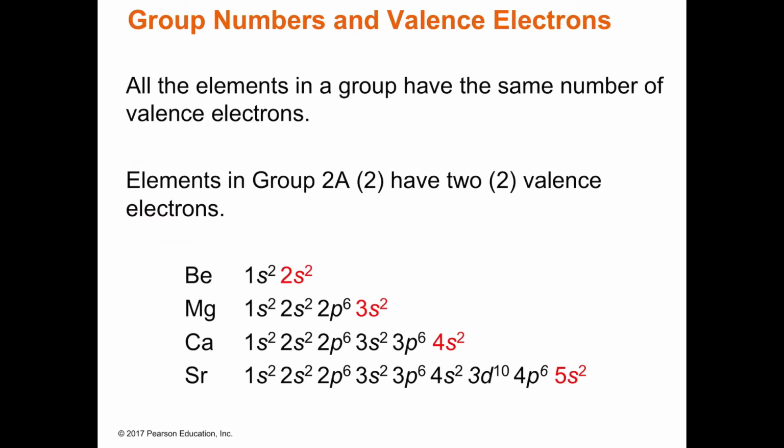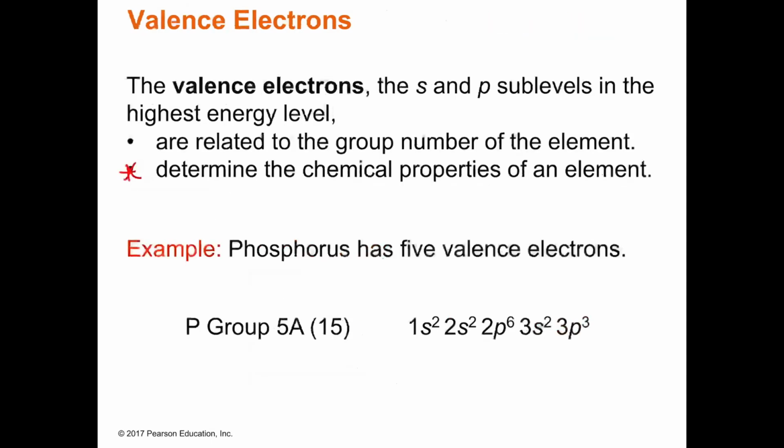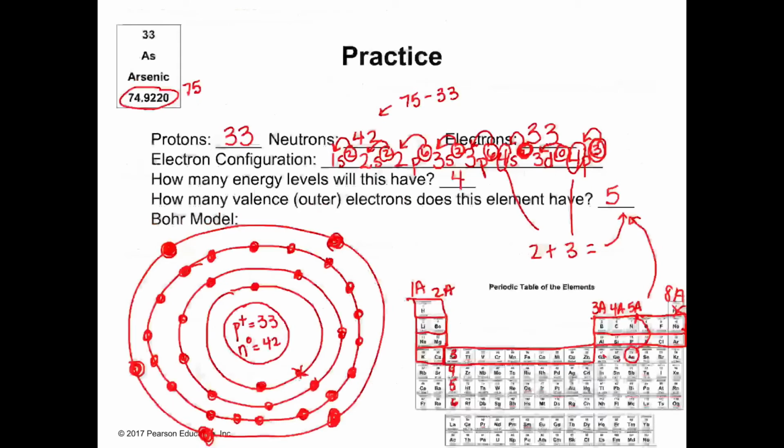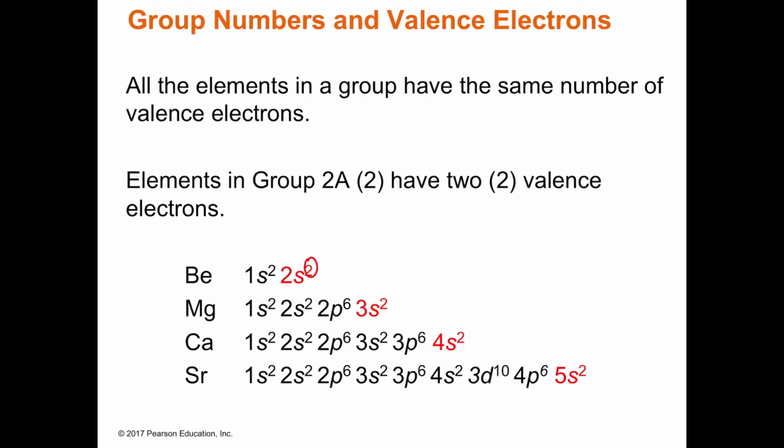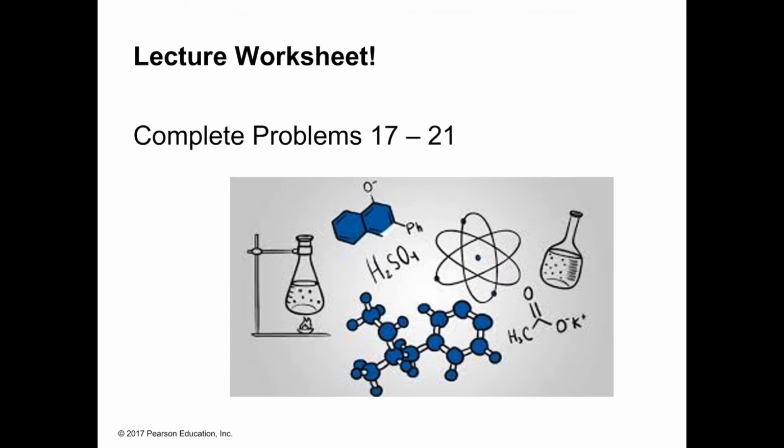Like I said, if we have elements in group 2A, they will have 2 valence electrons, and they will all do this, because they're all going to end in s2. So if we look at the periodic table, beryllium would end in 2s2, magnesium would end in 3s2, calcium would end in 4s2. So they're all going to have 2 electrons in their outermost energy levels. They will all have 2 valence electrons. So that group number along the top tells us the number of valence electrons that the element has.